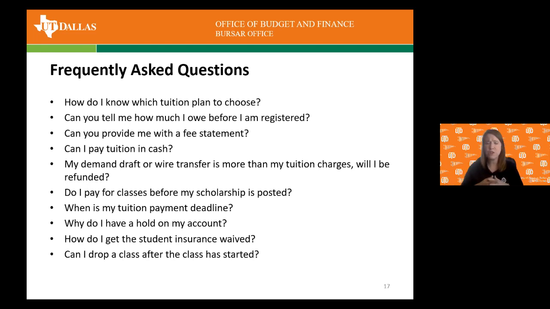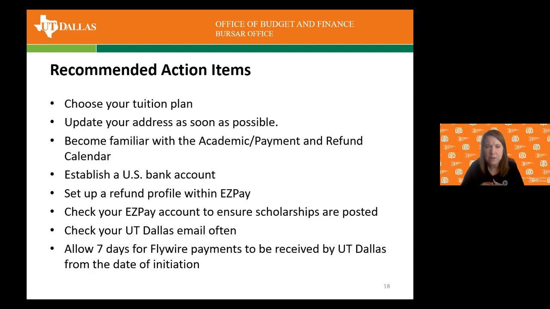And then we're going to go over just a few action items, and I'm going to speed through them real quick. Can you go ahead and go to the next slide? Those should be the action items. These are some things you need to think about and do. You need to choose your tuition plan, and update your address as soon as you have an updated address in the U.S. Become familiar with the academic and payment and refund calendar, where all those deadlines are. Establish a U.S.